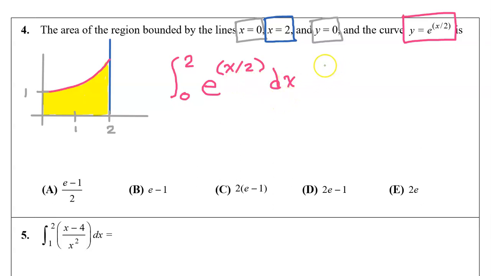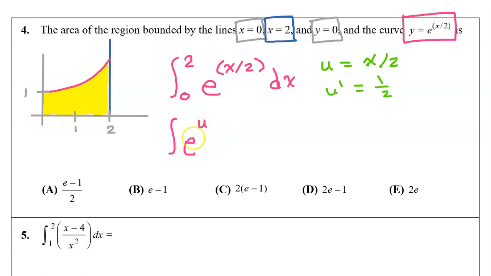Let's do some quick u substitution. Let's let u equal x over 2. In that case, u prime will be 1/2. As I do the u substitution, I'm going to temporarily take away the limits of integration. I will bring them back at the end of the problem when we put the x's back in.